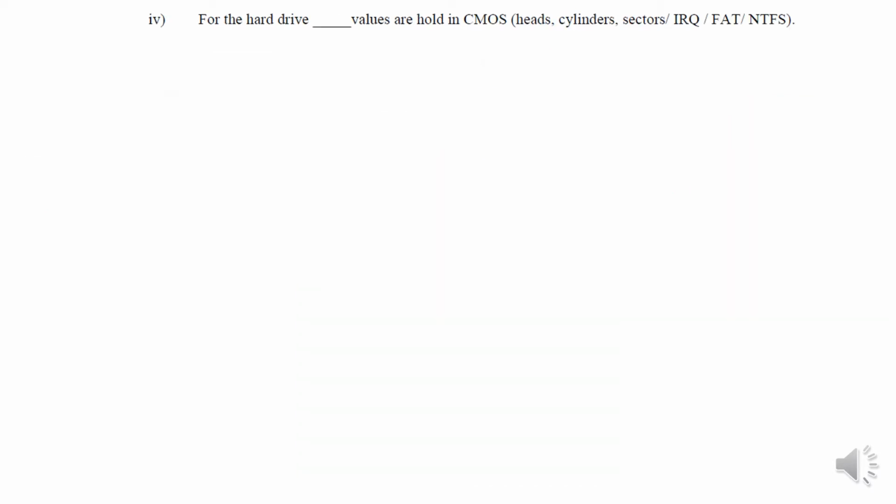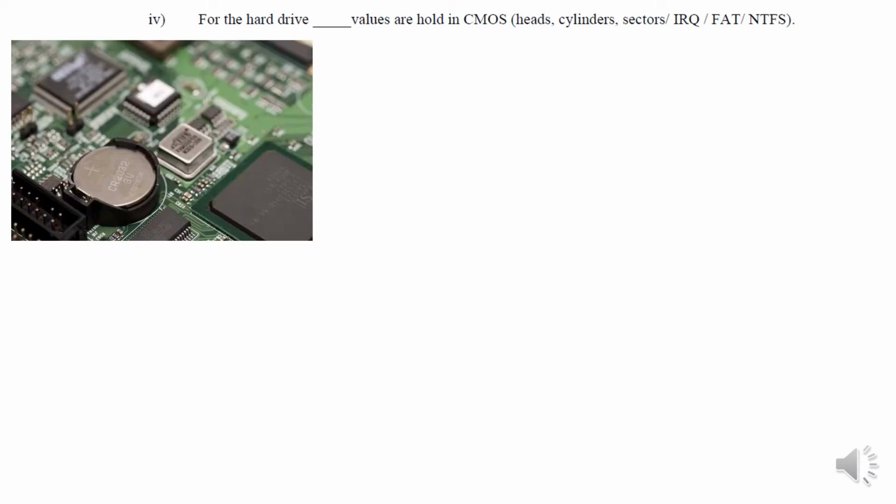So coming to the next question. For the hard drive, dash values are held in CMOS. What are the different values that are kept in CMOS? Before knowing which option is the answer, we should know what CMOS is and how it works. So let's know. This is the CMOS.